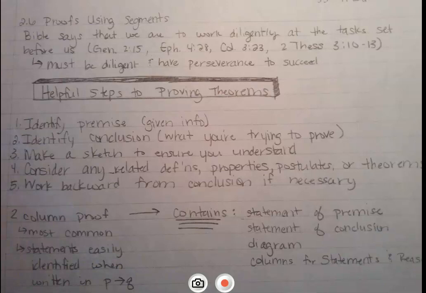So some helpful steps to doing that. First is to identify the premise. Okay, that's the given information.